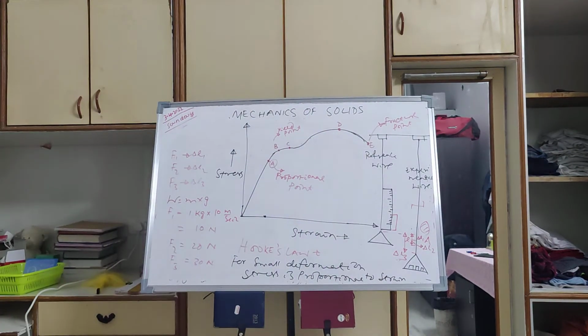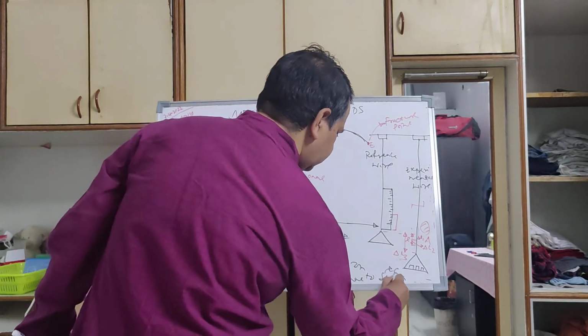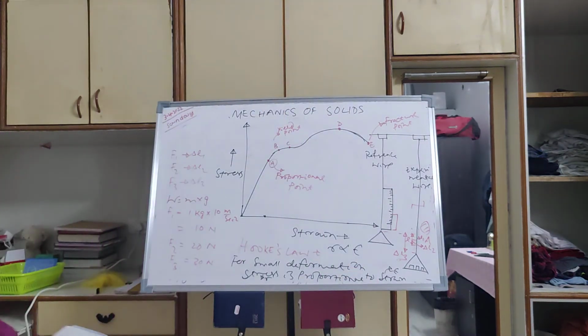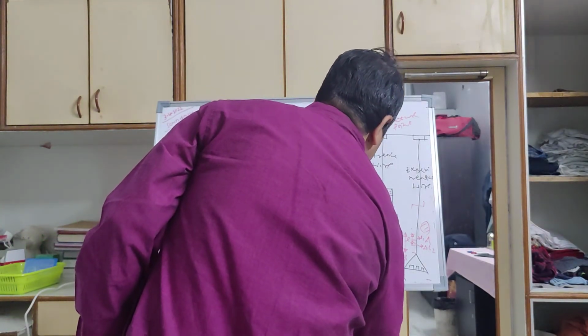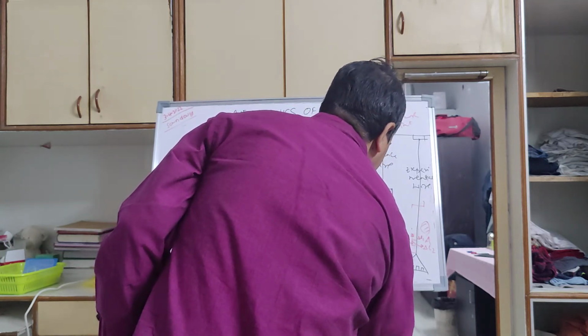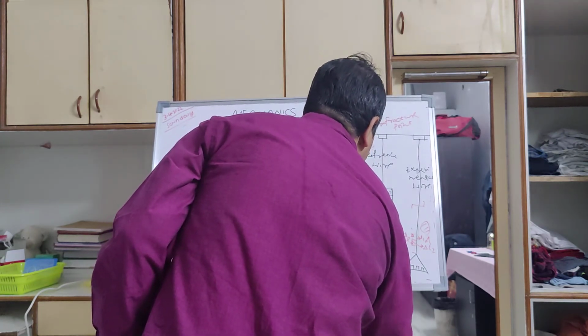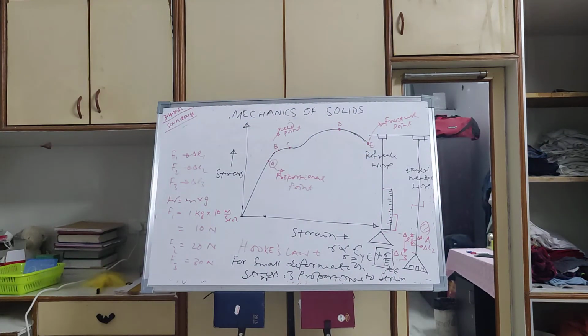Stress we write as sigma, strain we write as epsilon. That means sigma is directly proportional to epsilon, so sigma is equal to K into epsilon. This K is nothing but Young's modulus, which you can write as Y. Young's modulus Y is equal to sigma by epsilon. This is till the proportional limit, and this constant is called the proportionality constant.